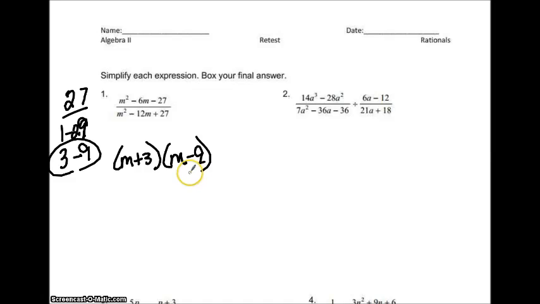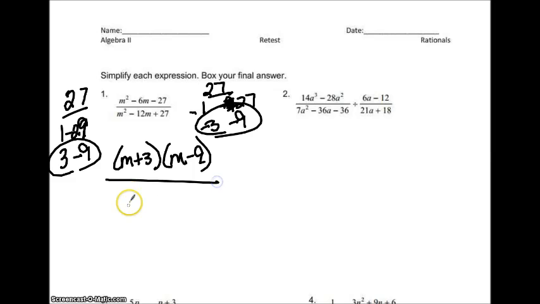On the bottom, I am still finding the factors of 27: 1 and 9. Once again, I keep trying to do that. 1 and 27, 3 and 9. Signs are the same this time, and they're all negative. They have to equal negative 12, so it's negative 3 and negative 9. So the bottom becomes m minus 3 and m minus 9.